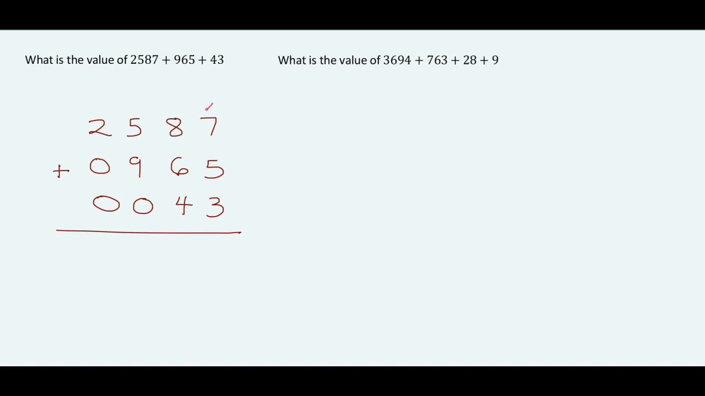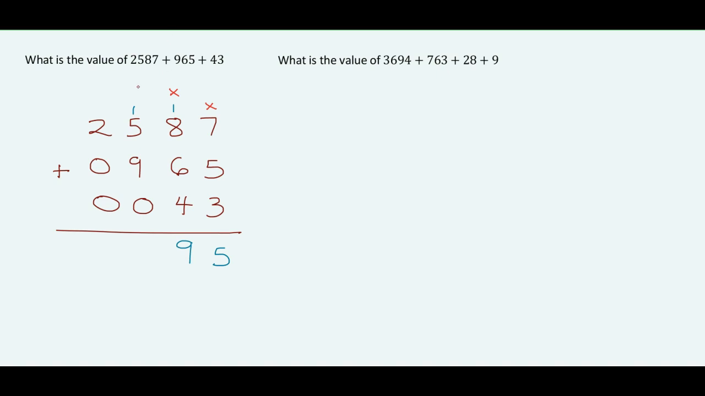Start from the right hand side. 7 plus 5, 12 plus 3, we have 15. So I'm going to write a 5 here and carry up a 1. Let's go over to the tens position. 1 plus 8, 9 plus 6, 15 plus 4, 19. So we're going to write a 9, carry up a 1.